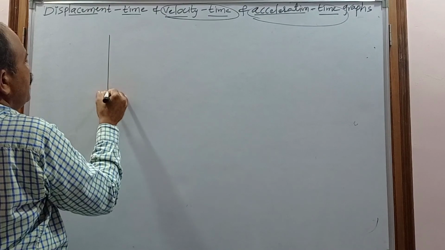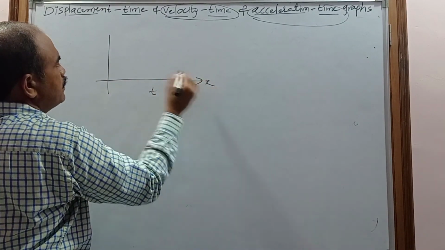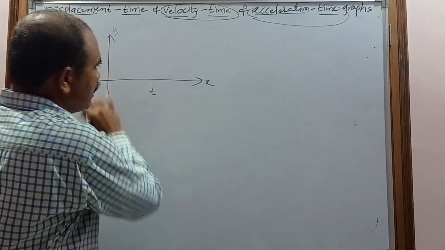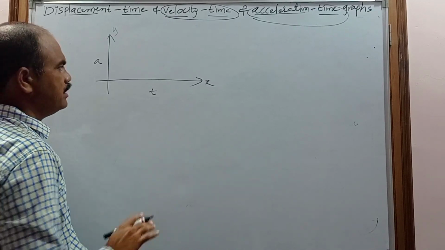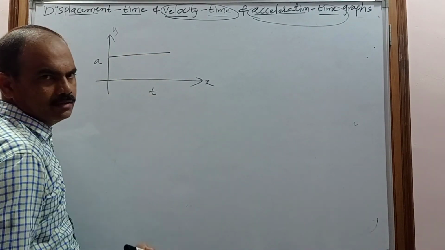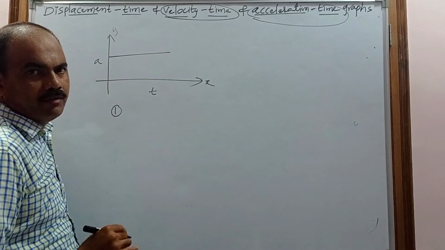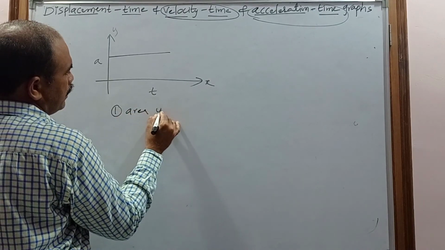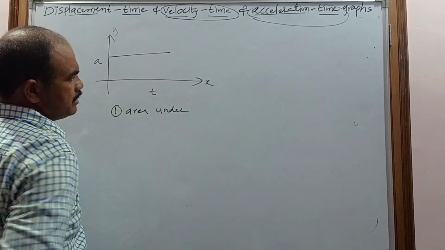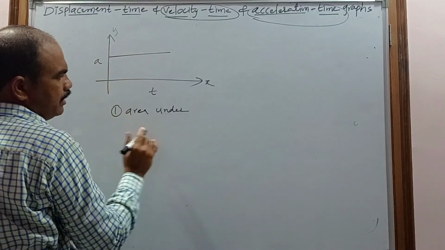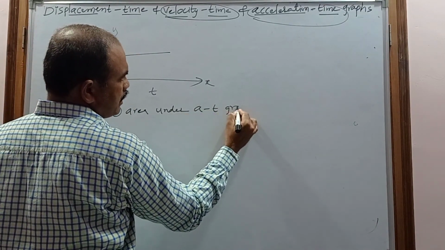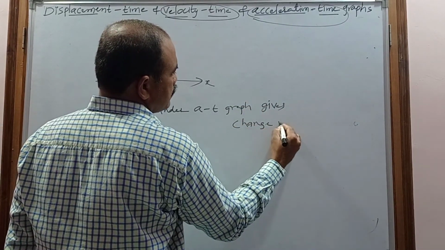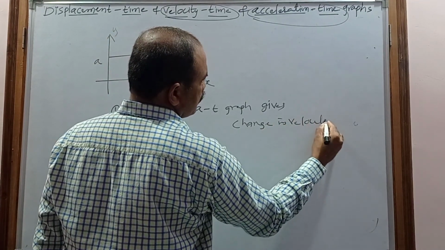By taking the time on the x-axis and acceleration on the y-axis, if you draw the graph, that graph is called the acceleration versus time graph. For example, if the graph will be like this, from this graph we can find the change in velocity. The area under this acceleration versus time graph, this is very important, gives the change in velocity. This is the first one you have to remember.